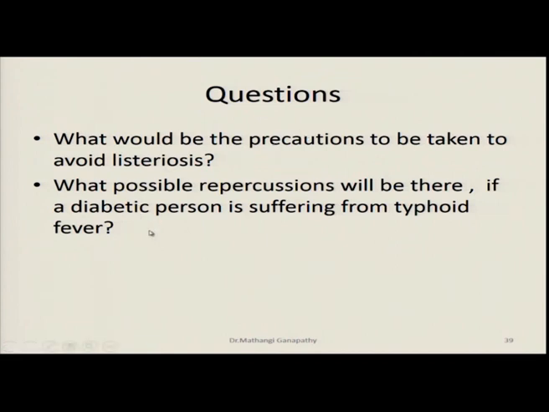The second question which comes to mind is, what possible repercussions will there be if a diabetic person is suffering from typhoid fever? Remember, typhoid fever spreads throughout the body. So what would be the repercussion? Especially with type 1 diabetes, what would be the precautions to be taken? What sort of repercussion in the metabolism would that person present if infected with typhoid fever?